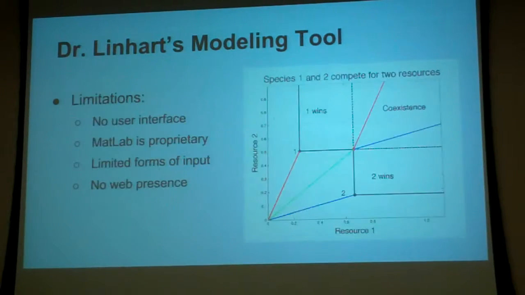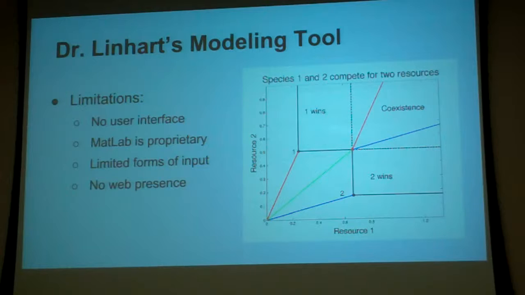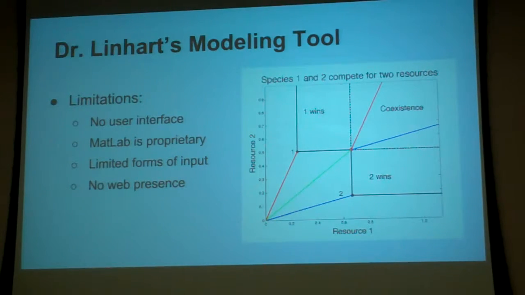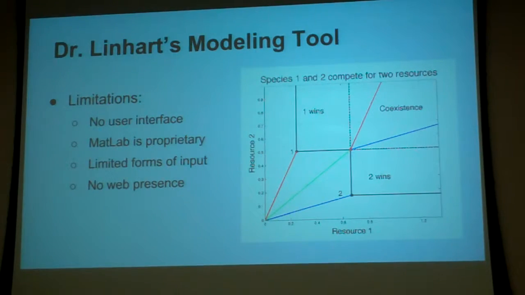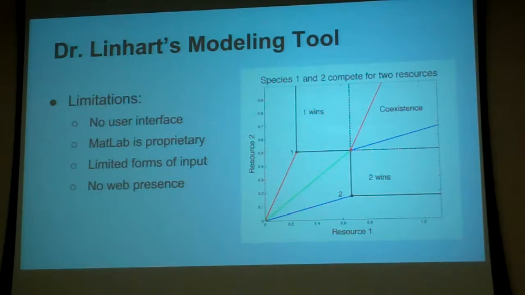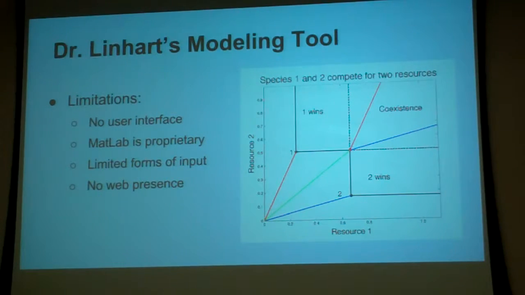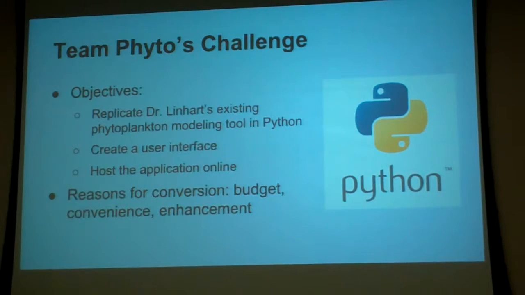But it also had a few limitations. First of all, it didn't have a user interface, so anyone who wasn't very familiar with MATLAB and the code involved couldn't really use it. Also, MATLAB is proprietary, which means Dr. Linhart has to keep paying for a license to use it, and that license can be up to thousands of dollars. Also, it had limited forms of input. Users had to manually enter the data that they wanted to use. And finally, it had no web presence, so anyone that wanted to use it had to actually have it loaded on their computer. Which brings us to the problem that Team Phyto is trying to solve.